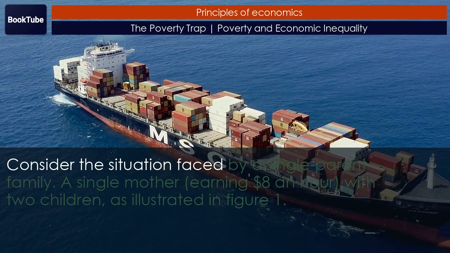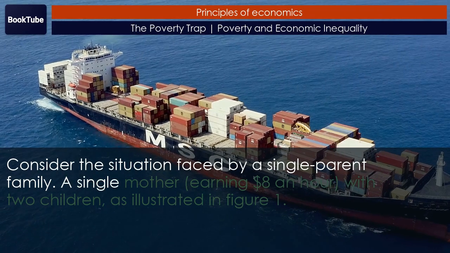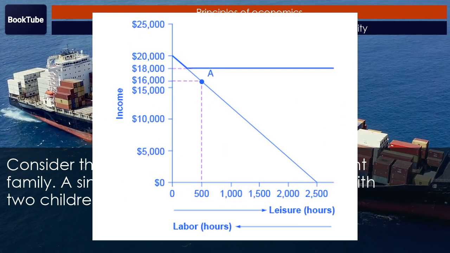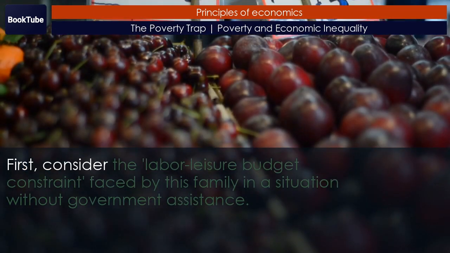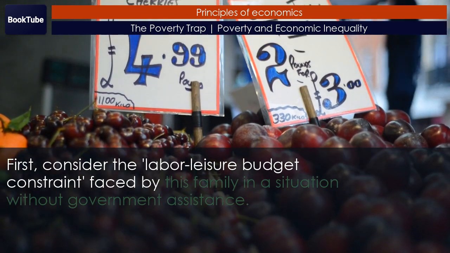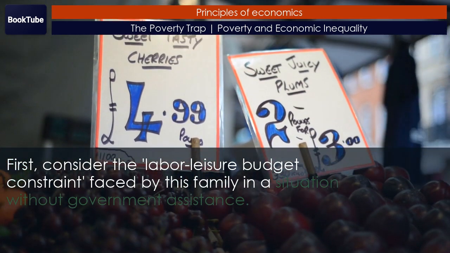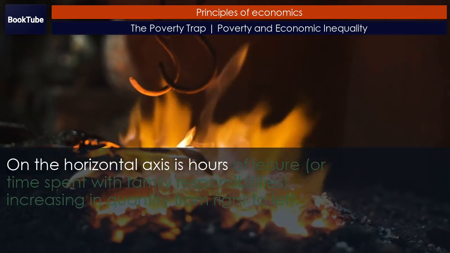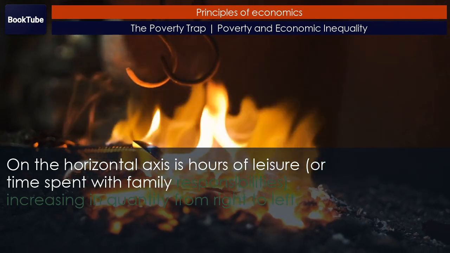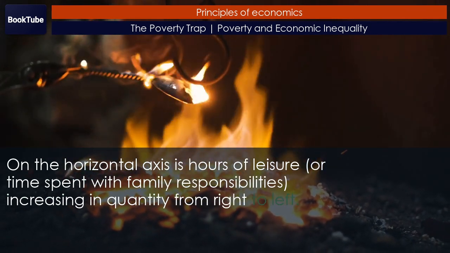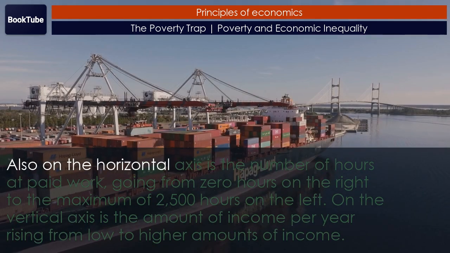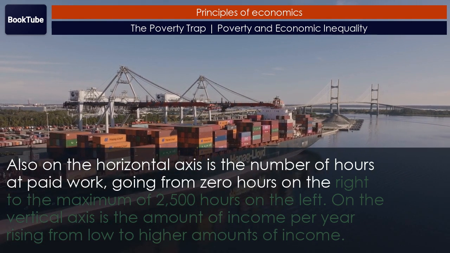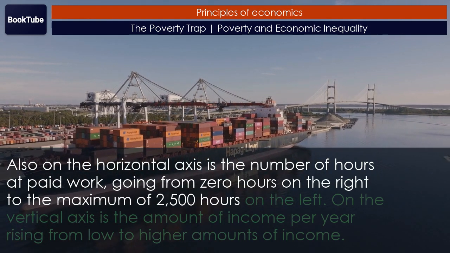Consider the situation faced by a single-parent family. A single mother, earning $8 an hour, with 2 children, as illustrated in Figure 1. First, consider the labor-leisure budget constraint faced by this family in a situation without government assistance. On the horizontal axis is hours of leisure, or time spent with family responsibilities, increasing in quantity from right to left. Also on the horizontal axis is the number of hours at paid work, going from 0 hours on the right to the maximum of 2,500 hours on the left.